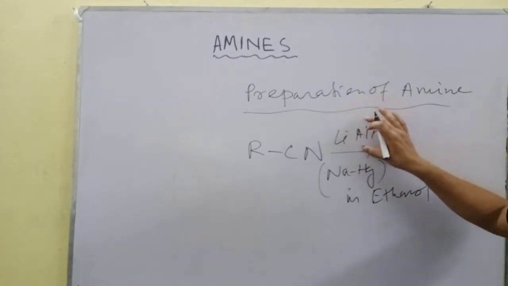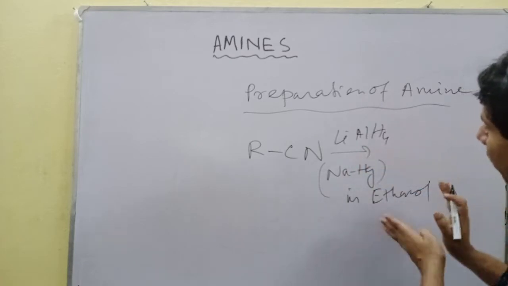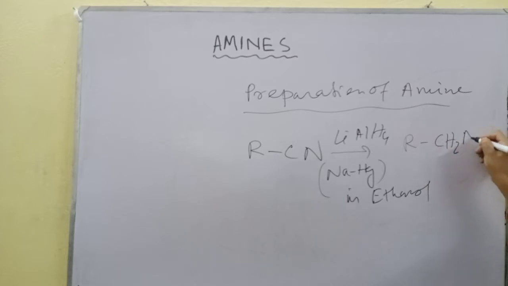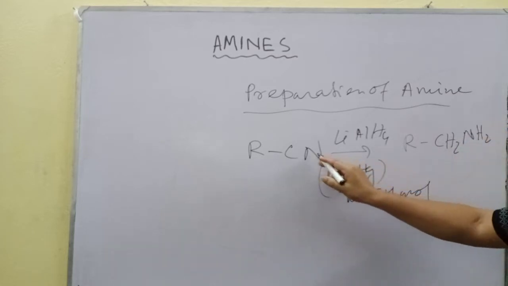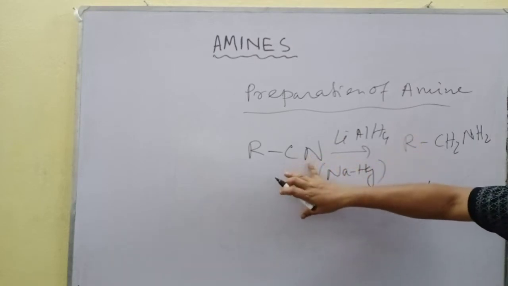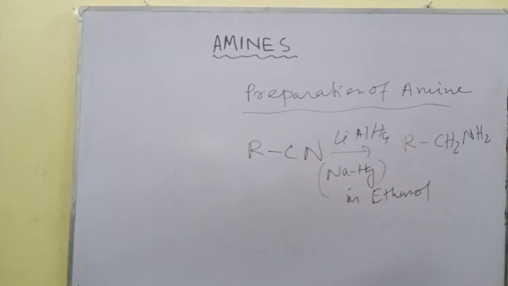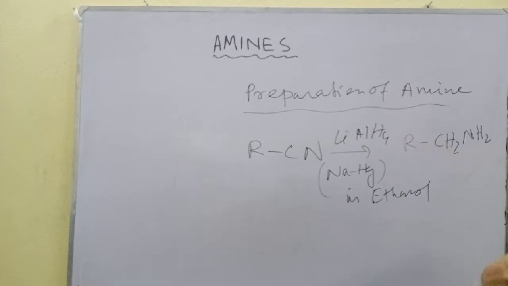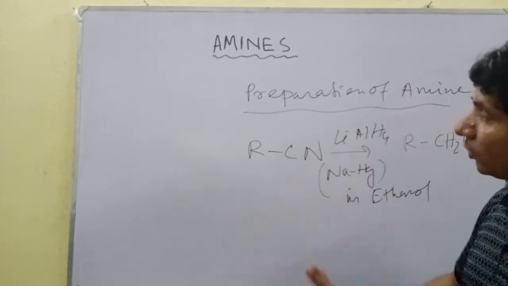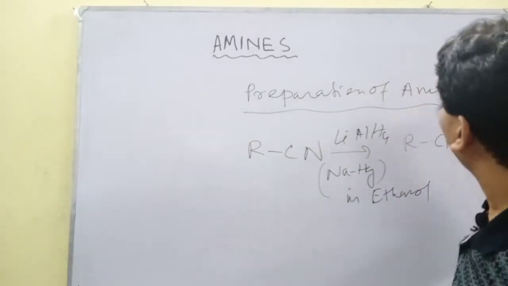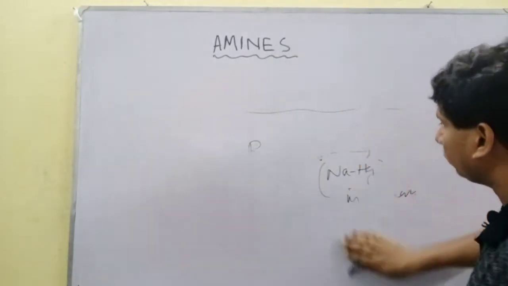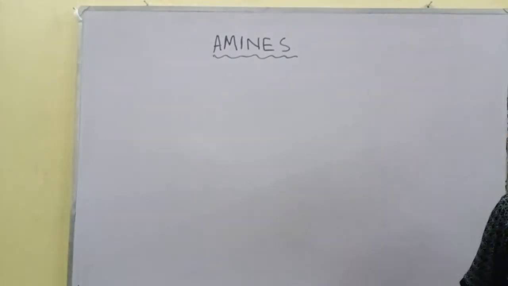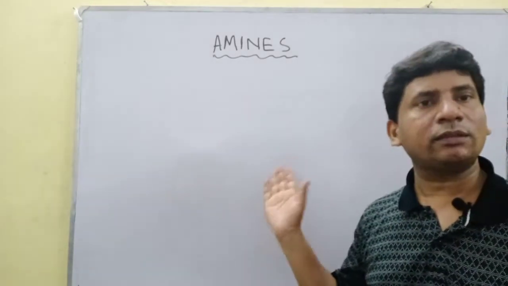Okay, lithium aluminum hydride or sodium amalgam in ethanol, then we will get our CH2NH2. Two hydrogens are introduced on this nitrogen and two hydrogens on this carbon, then it forms our CH2NH2. So it is a hydrogenation reaction, that means reduction of alkyl nitrile. From the alkyl nitrile we can readily get amine. This is known as Mendius reduction.